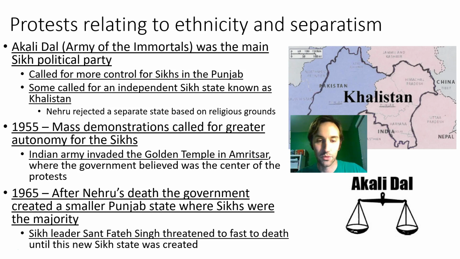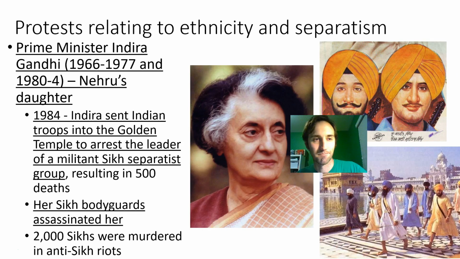1965, after Nehru dies, the government gives in, and they create a smaller Punjab state where Sikhs are the majority. The Sikh leader Sant Fateh Singh threatened to fast to death until his new Sikh state was created. And so in many cases, Nehru was holding everything together, but as soon as he died, the government gives in.